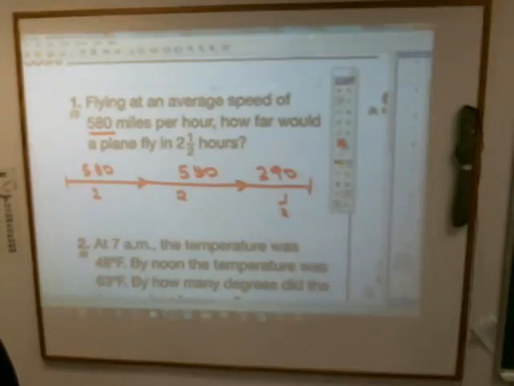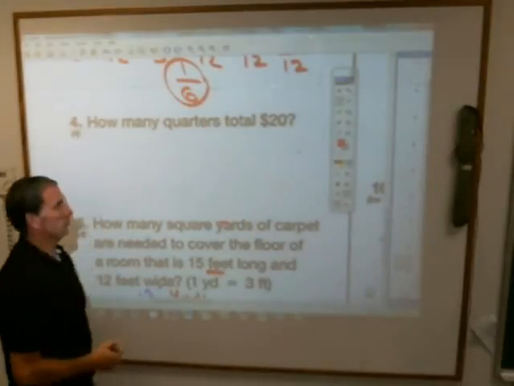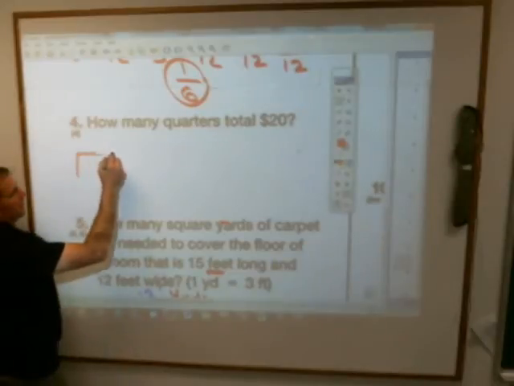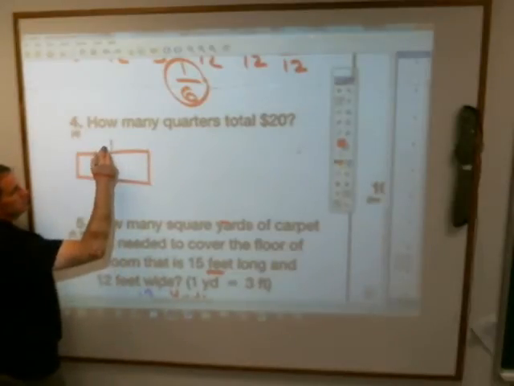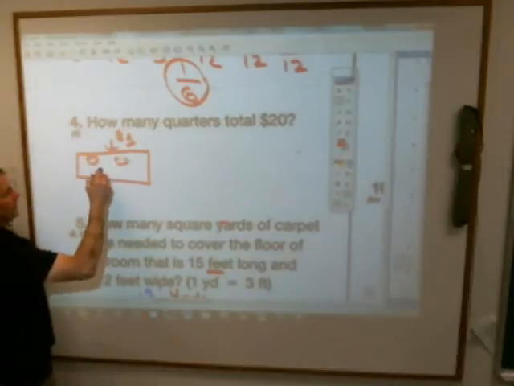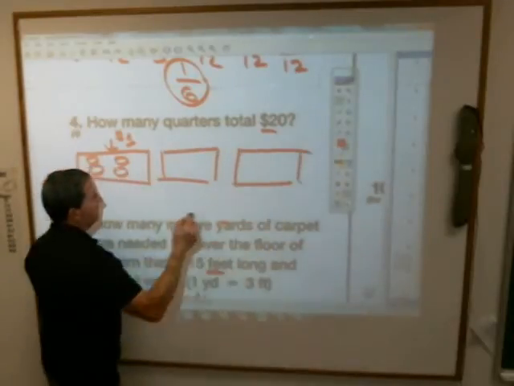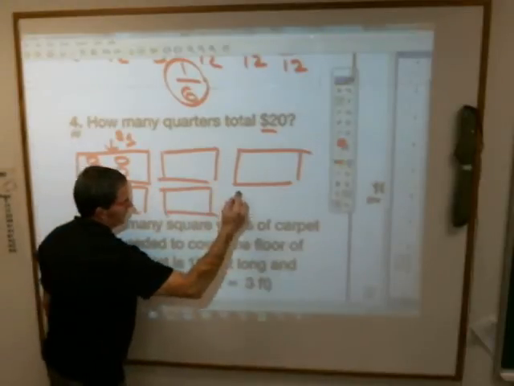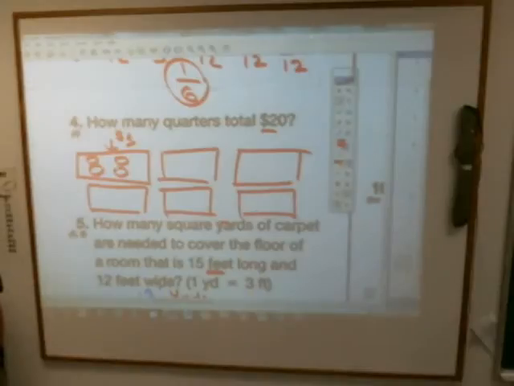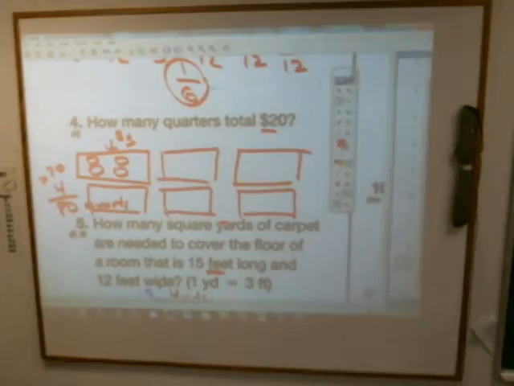And number 4. How many quarters total $20? And this is what I would do on this. Emily, here's $1. How many quarters are in $1? 4. Do I only have $1? No, I have 20 of them. So if I drew 20 of these dollar bills, each one of them takes 4 quarters. What type of problem is that going to be? We're just going to take 4 times the 20 and get 80 total quarters. Always good to sketch out such things.